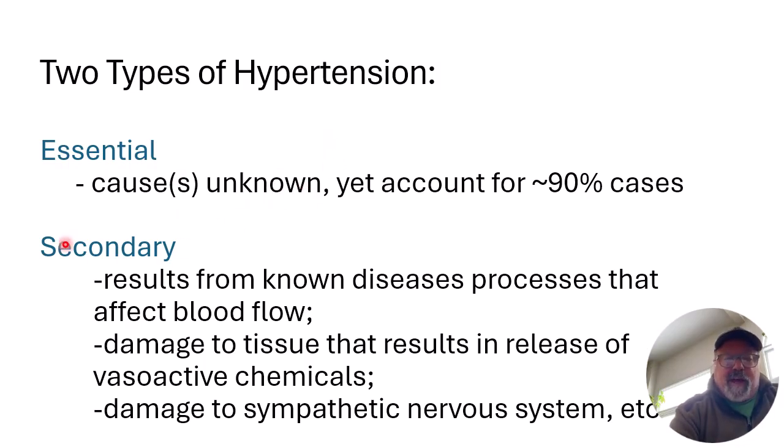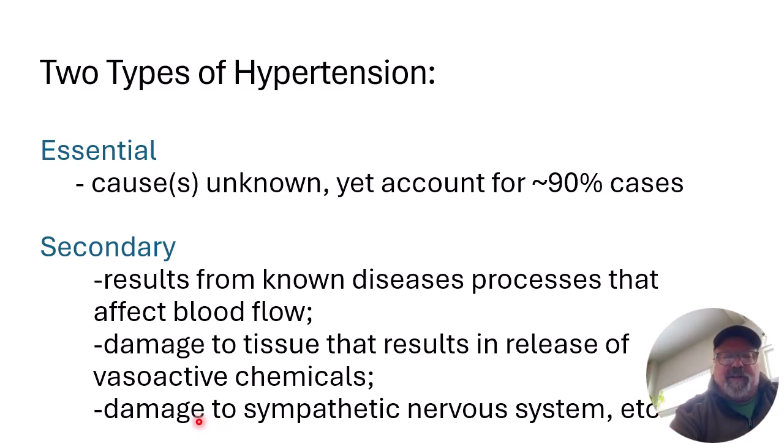And we distinguish that from what we call secondary hypertension. These are that 5 to 10% of cases where we actually know what's happening. There are known disease processes that can either affect blood flow, or there's a known damage to a tissue that we know is involved in blood pressure regulation that can result in the release of chemicals that cause blood vessels to squeeze and increase your vasoconstrictor activity and increase mean arterial blood pressure.